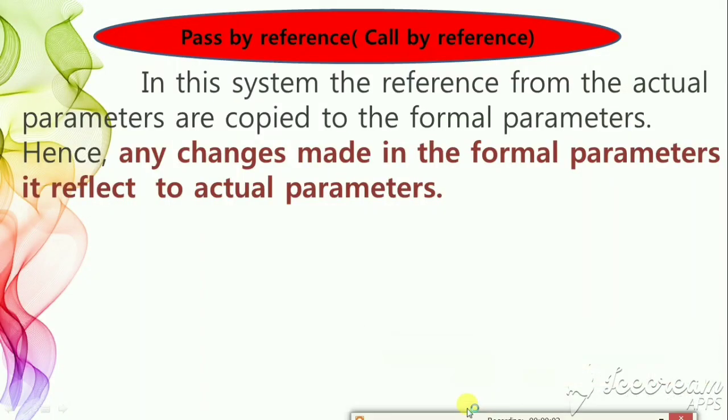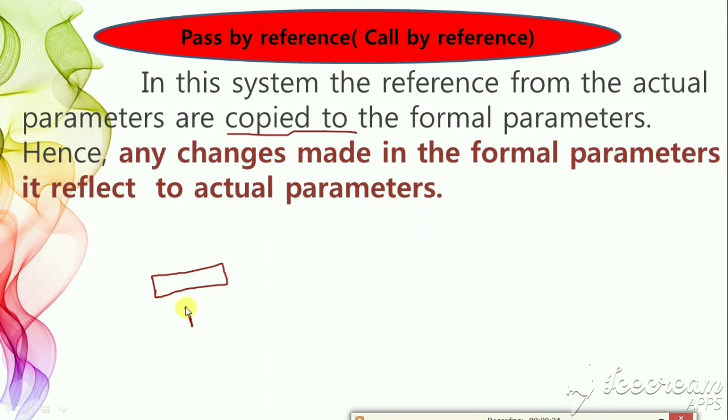Now let's see pass by reference, call by reference. In this system, the reference from the actual parameters is copied to the formal parameters. Hence, any changes made in the formal parameters reflect in the actual parameters. Let's see one example.